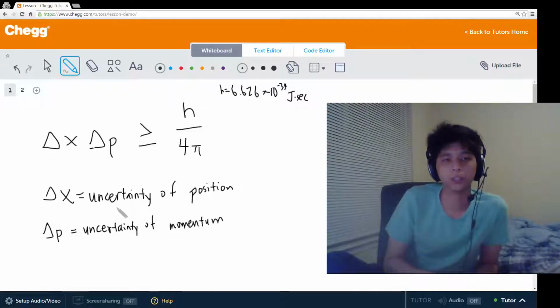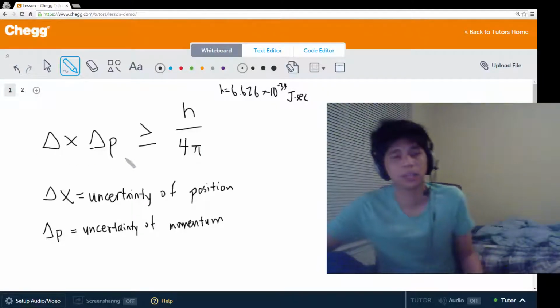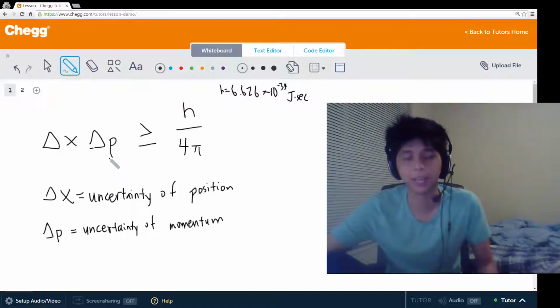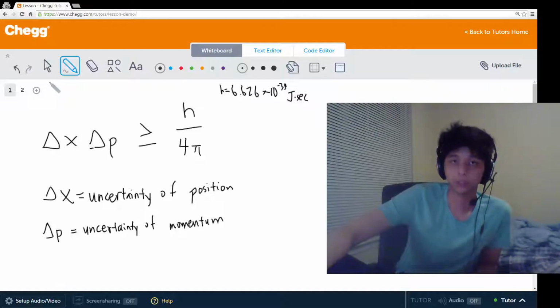So let's say that you wanted to be super certain of the position of a particle. You wanted a super low uncertainty of position, so delta x. So if you decrease this delta x by a lot, the delta p has to increase by a lot in order to maintain this constant value on the other side. So hopefully that illustrates that the delta x and the delta p are inversely related. Whatever happens to raising or decreasing one of the attributes will cause the opposite change in the other.